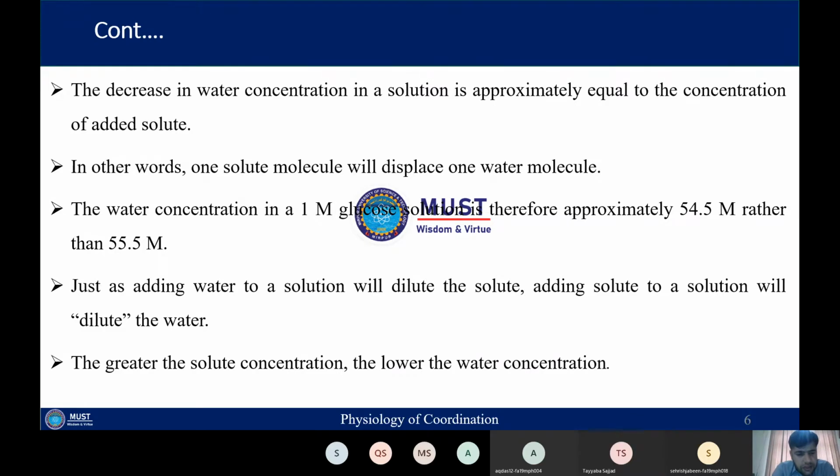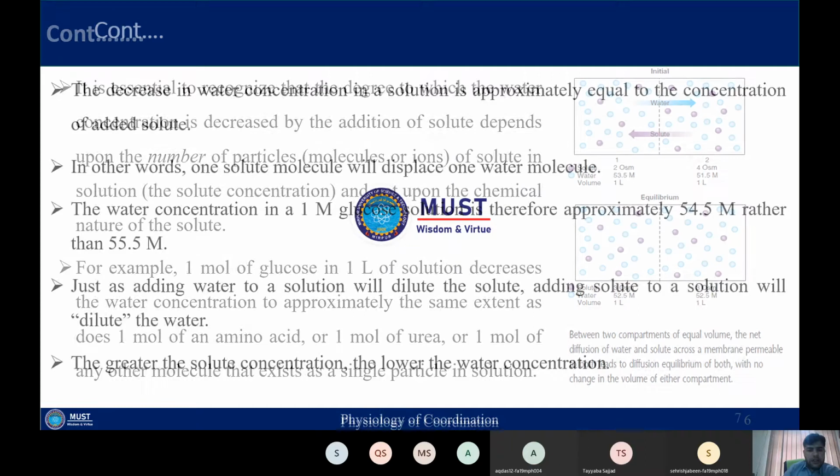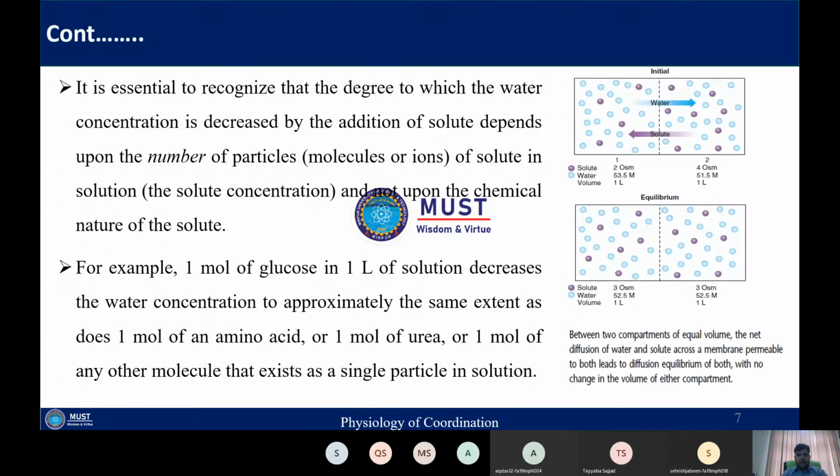So when we increase the concentration of the solute, the greater the solute concentration, it will automatically lower the water concentration. It means an increase in solute concentration will decrease the water concentration in a solution. So it is also very important to understand the degree to which the water concentration is decreased, that is, how much water concentration is decreased in a solution when we add a specific type of solute. It is dependent upon various factors.